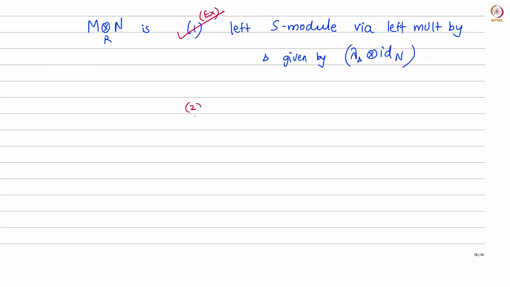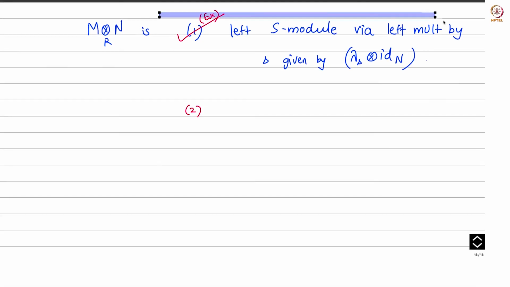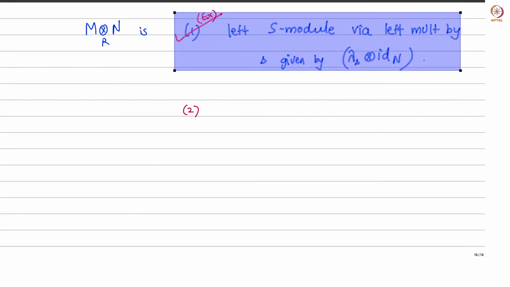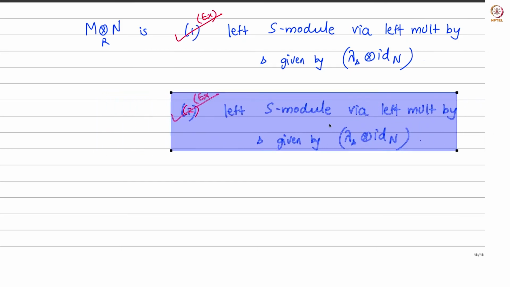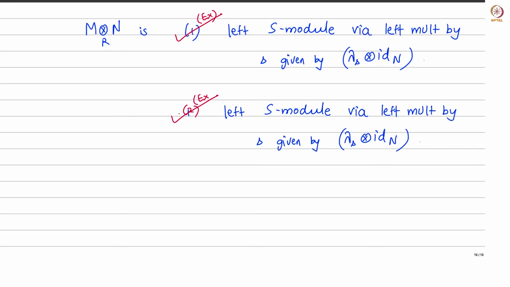Now similarly, the right module structure is also analogous. So that's the second exercise. Check that this becomes a right T module via the right multiplication by an element t given by the other map, which is identity tensor right multiplication by t. So you define left and right multiplication by elements of S and T using these maps, and then you have to show that the left S module axioms and the right T module axioms are satisfied.